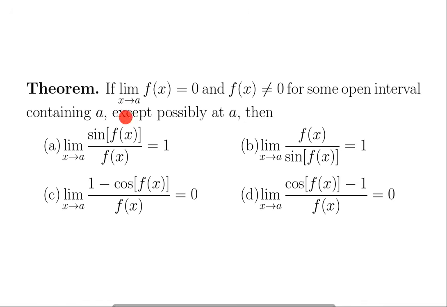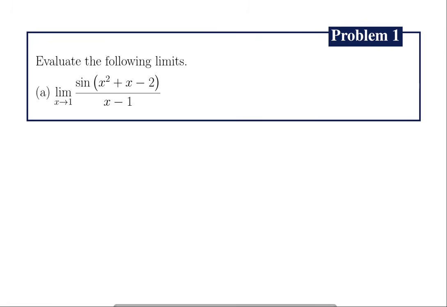But let's be mindful of something here. Etong function f of x na nasa loob ng sine or ng cosine, it can be anything in this theorem as long as it is not equivalently equal to 0. And yung limit ng function f of x as x approaches a, it should be 0. Okay? So as long as we satisfy this, pwede natin gamitin tong results ng theorem. Okay? So let's try some examples.